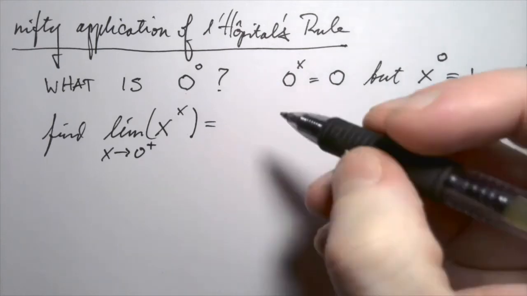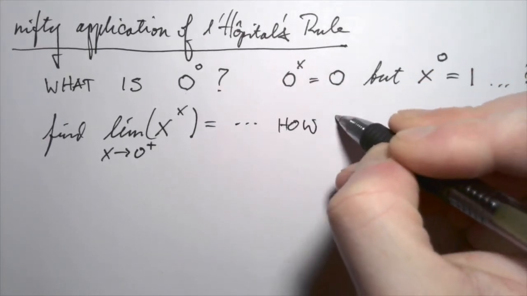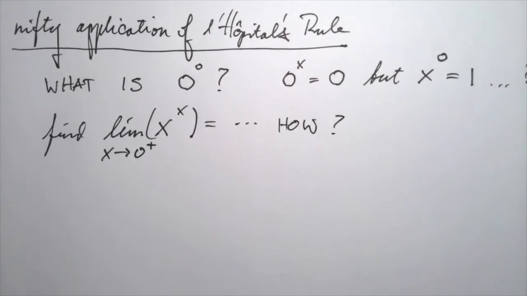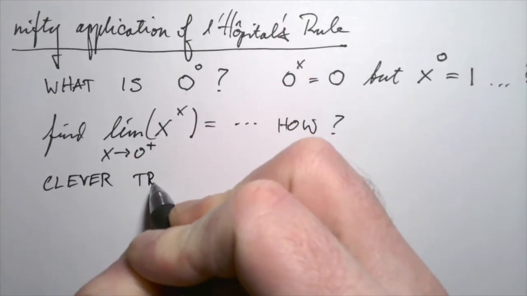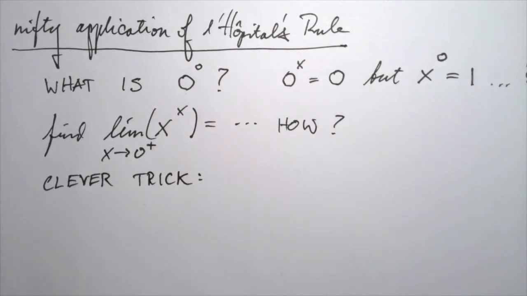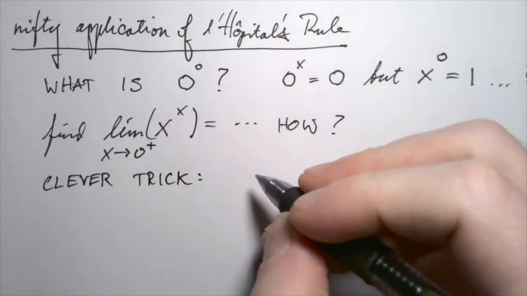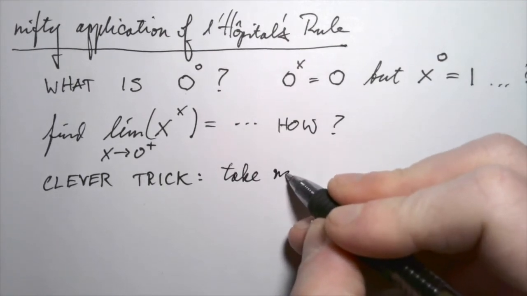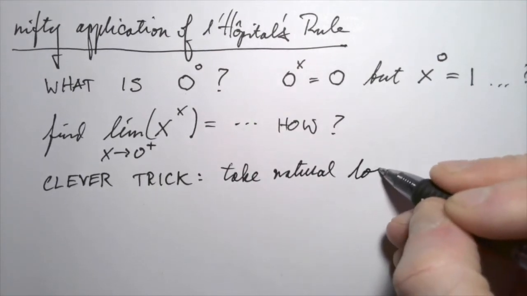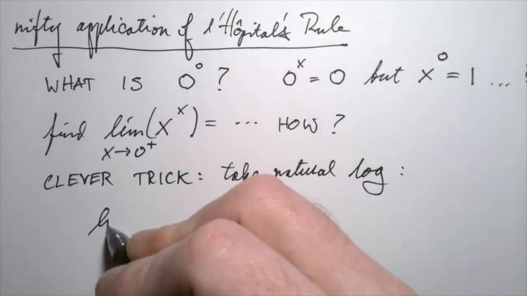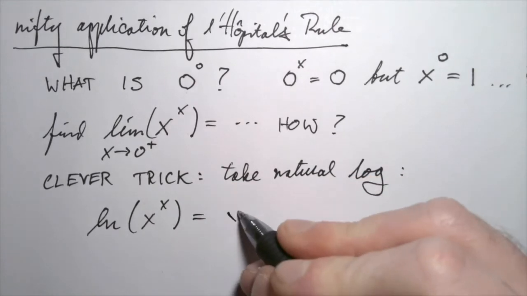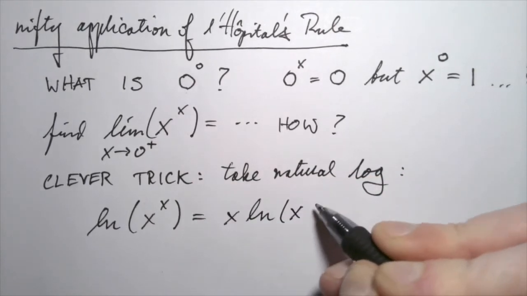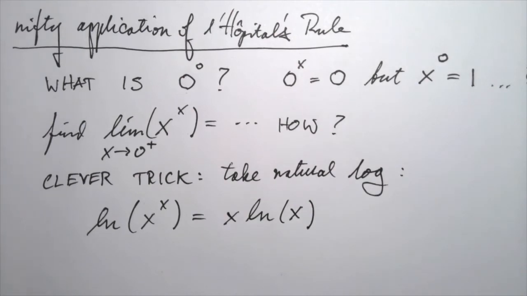Okay, but then how do we find that limit? How would we compute that? It's tough. There's a trick here. Here's a clever trick. Often in mathematics, things become easier if you first take the natural log. So here's what we're going to do. We're first going to take the natural log of x to the x. So I'm going to look at the natural log of x to the x, and then I'm going to use my exponent rules inside of the logarithm to write that as x times natural log of x.